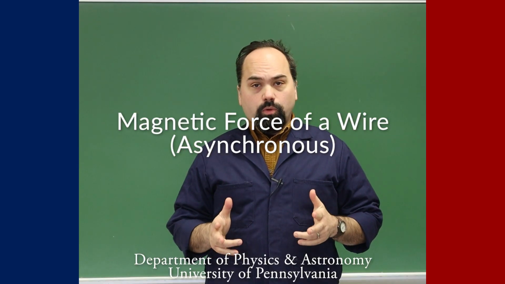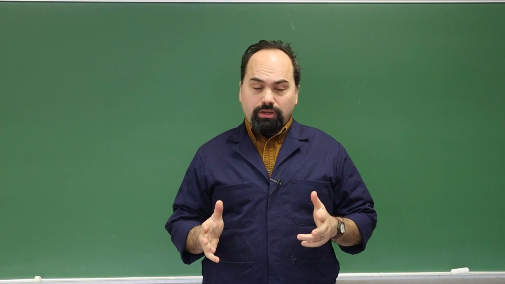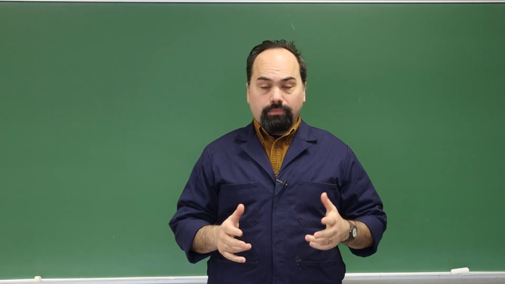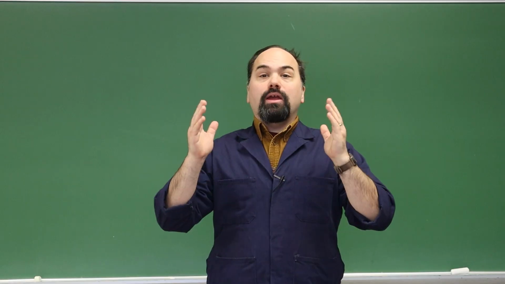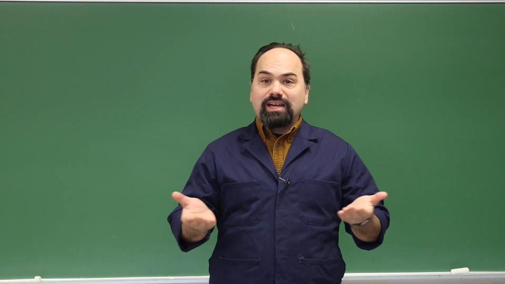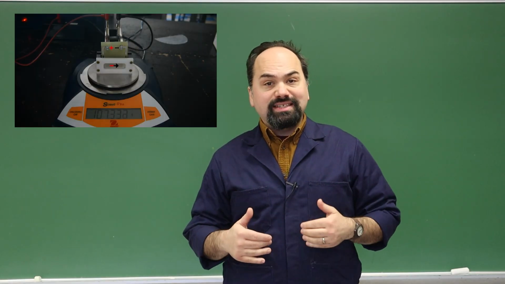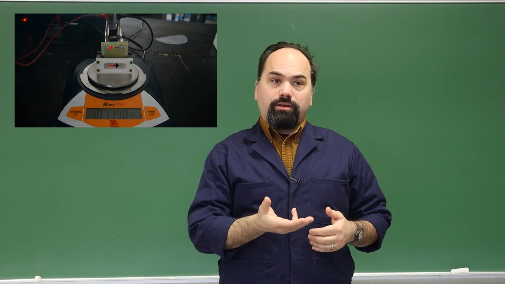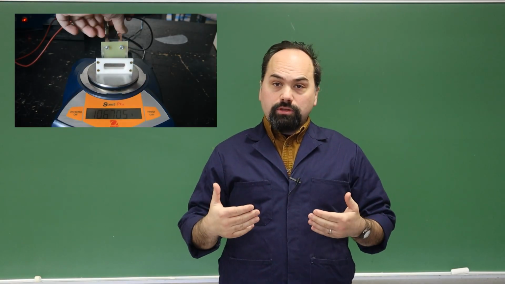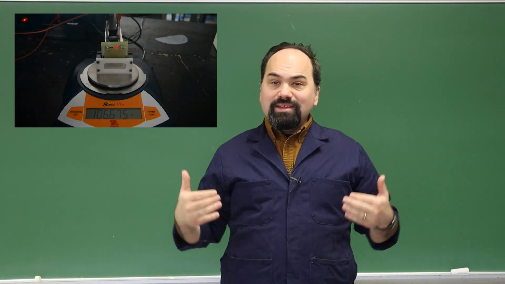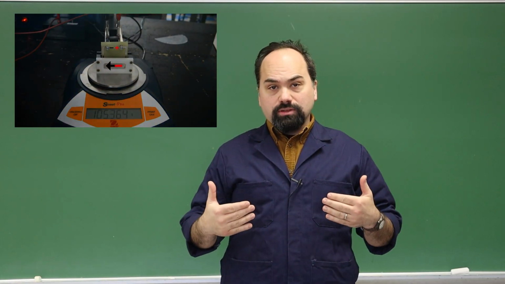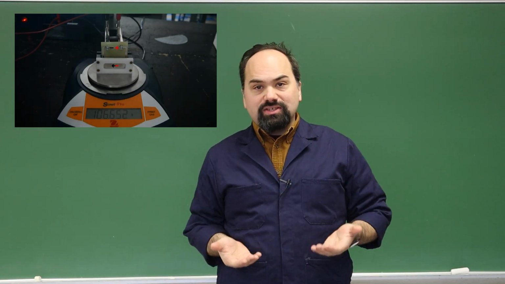In this video, we are discussing the asynchronous version of the magnetic force on a wire lab. In this lab, a wire is suspended inside of a magnet that is on top of a scale. By applying a current through that wire, we create a force between the wire and the magnets that are producing the magnetic field, and that change of force will be monitored by the scale.